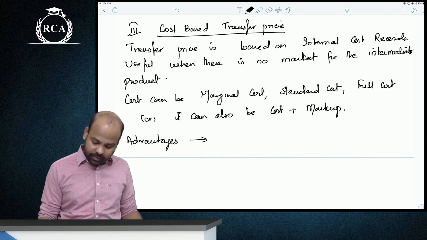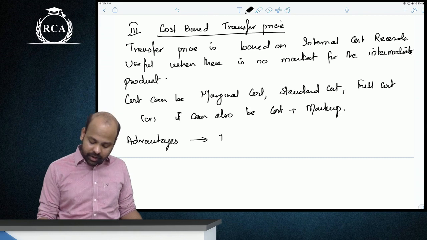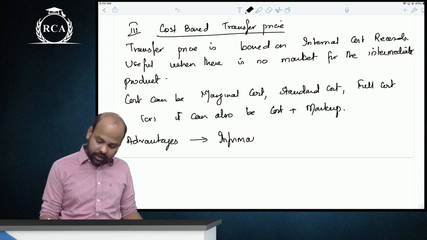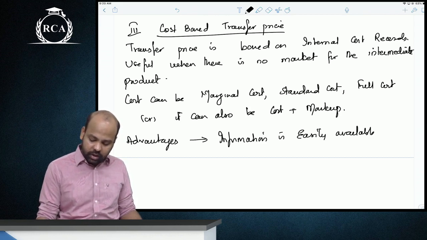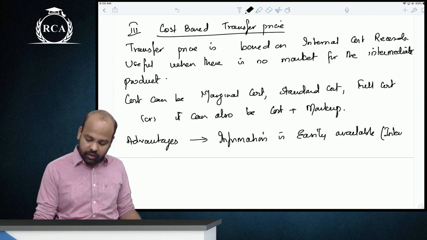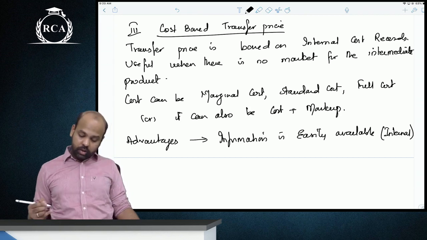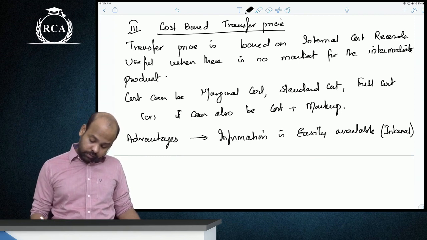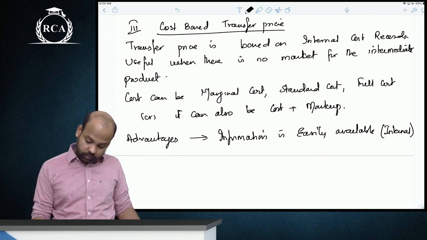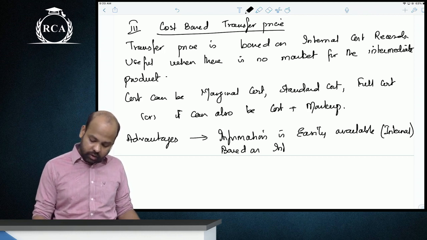Overall advantages, beta: information is easily available because this is internal. Internal है बेटा ये. This is internal to the organization. So yes, information is available. Correct, sir. And then the other part: based on internal cost targets.